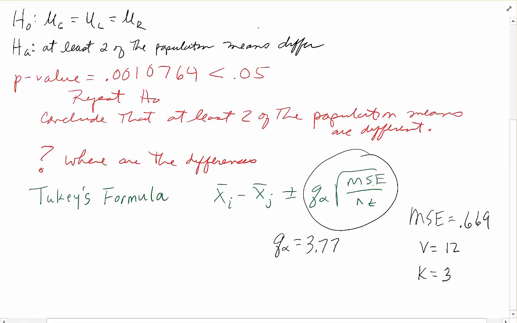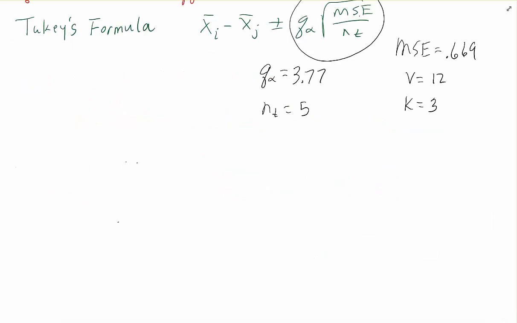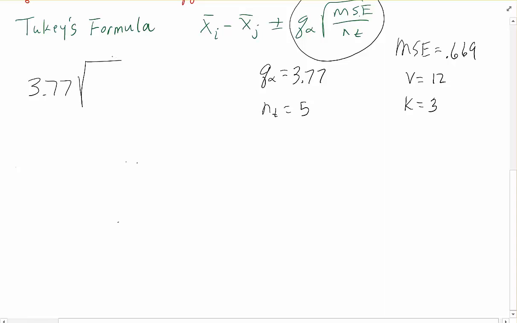Now notice that because this is a balanced design, all the sample sizes are the same. In other words, NT is equal to 5. This margin of error does not change for any one of our comparisons. So what is my margin of error here? I will have 3.77 times the square root of 0.669 divided by 5. And that calculates out to 1.379. So that's my margin of error for my confidence intervals.